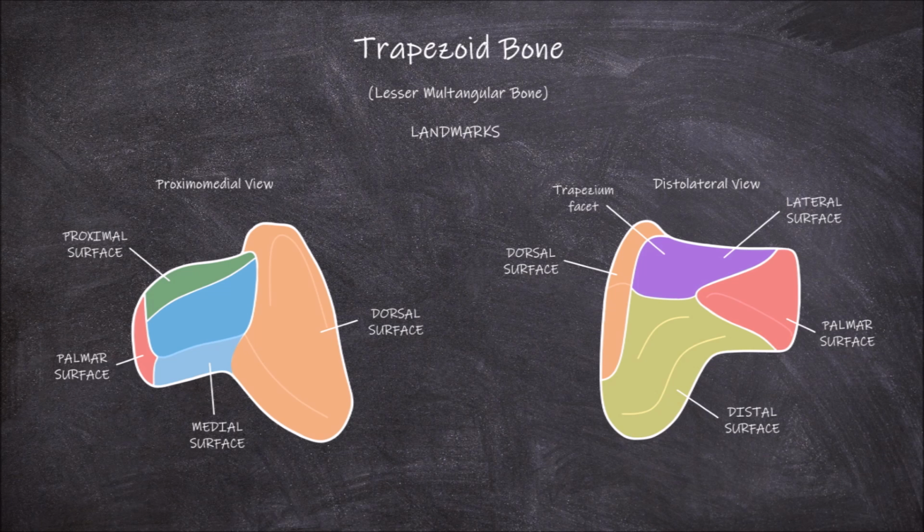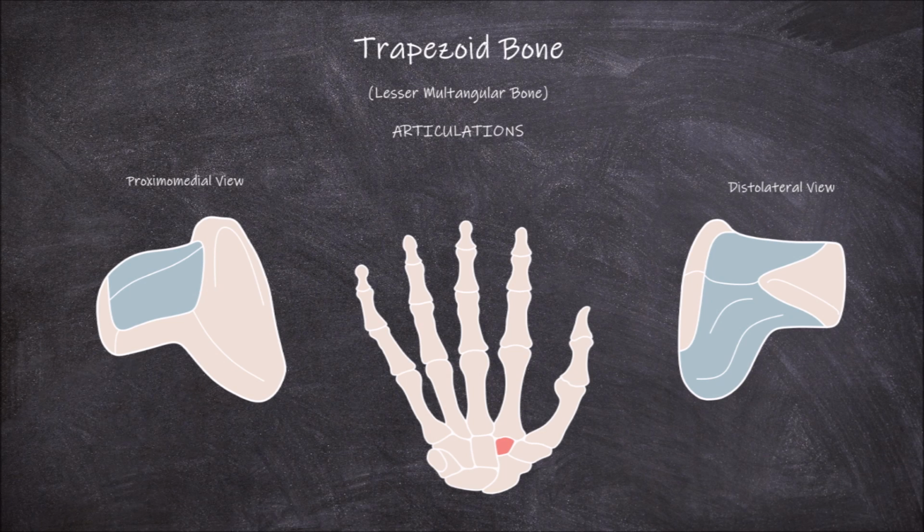Let's now take a closer look at the articulations this bone has with other bones. This bone articulates with 4 other bones. The first of these articulations is with the scaphoid bone. The facet on the proximal surface of the trapezoid bone articulates with the facet on the distal surface of the scaphoid bone.